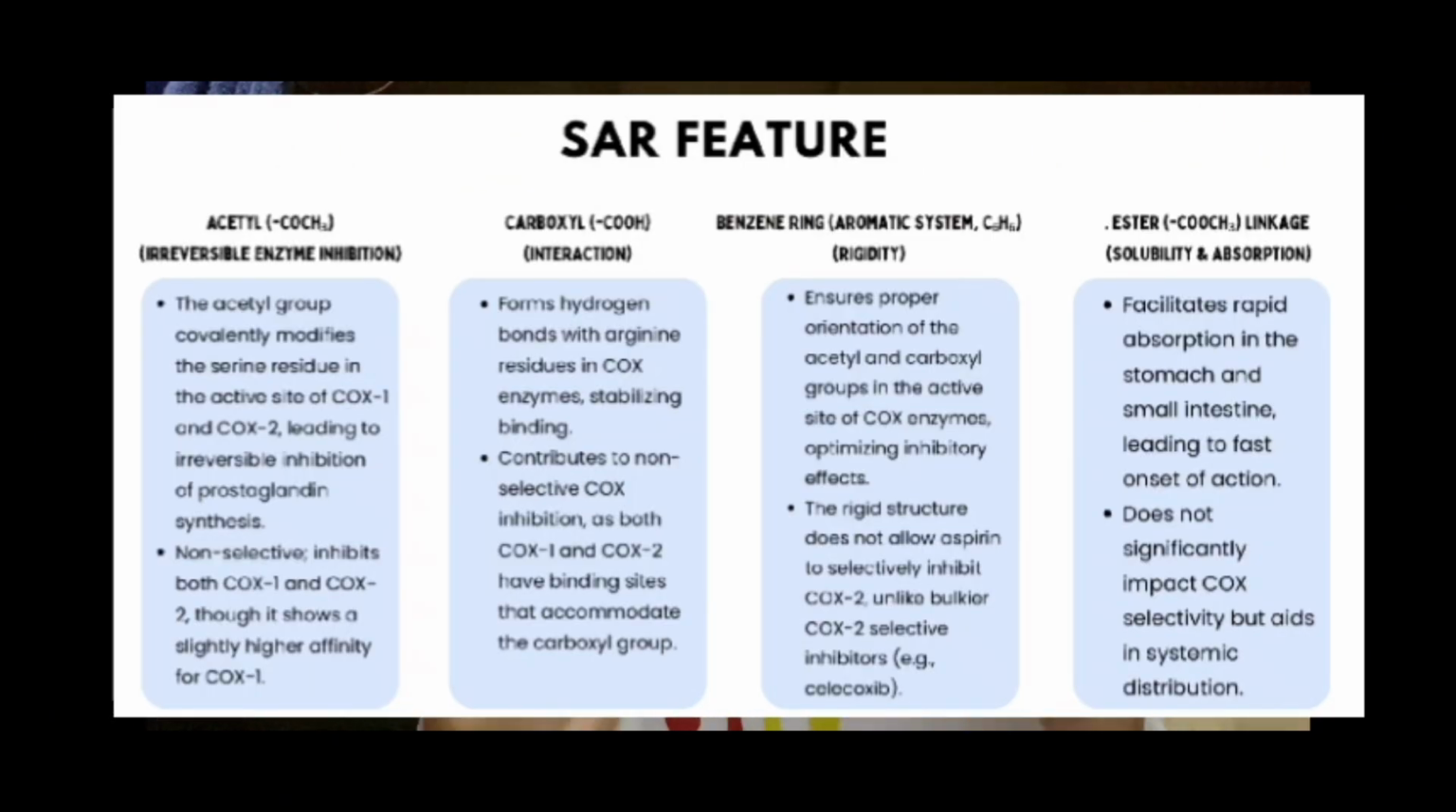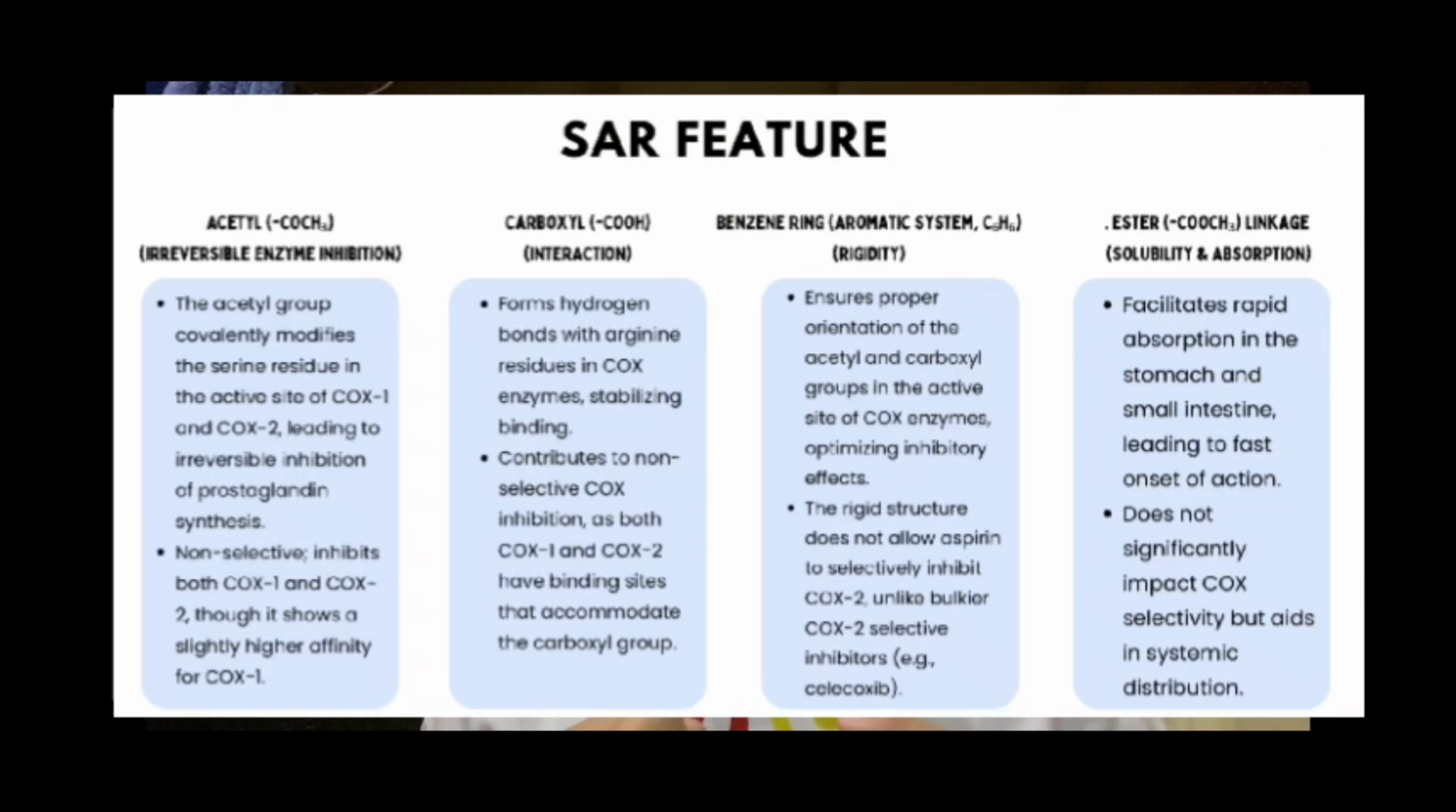We will move forward to the structure-activity relationship features of aspirin. First, we have the acetyl group. It is key for irreversible COX inhibition. The acetyl group is a defining feature of aspirin. It is responsible for irreversible acetylation of the Ser530 residue of COX-1 and Ser516 of COX-2, leading to permanent enzyme inhibition.